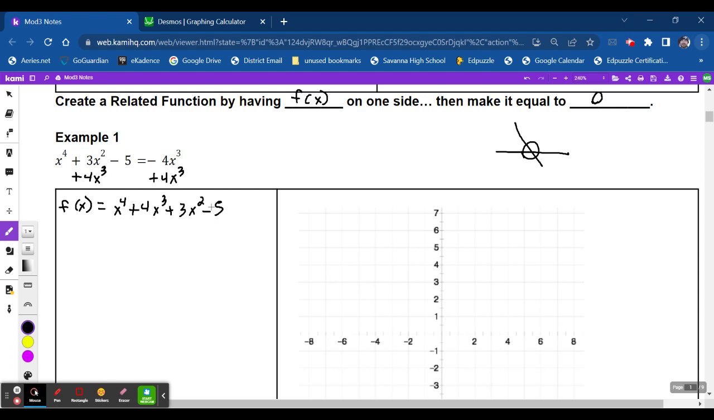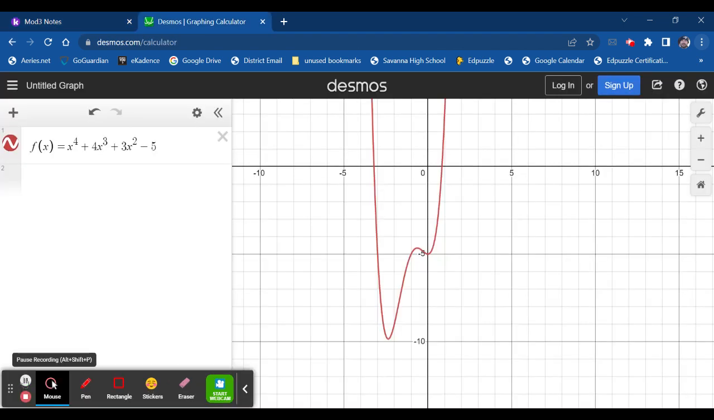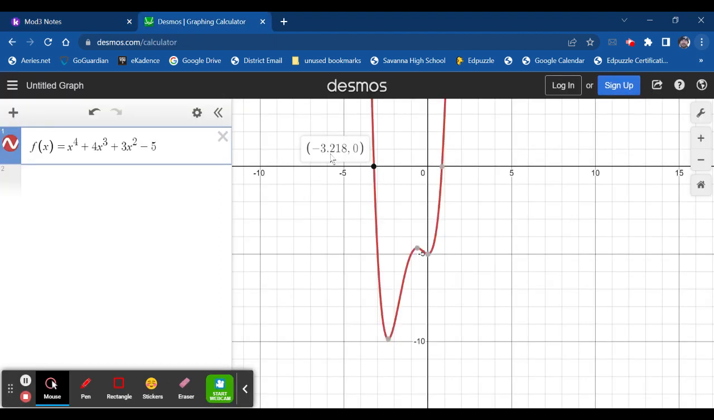I want you to graph it. So I'm going to pause it, and I'm going to have you do it. Here we go. If I do graph it on Desmos, I'm going to see this. Now this is a horrible looking drawing. I could have just copied and pasted. But I can figure out where it hits the zeros just by going back and clicking.